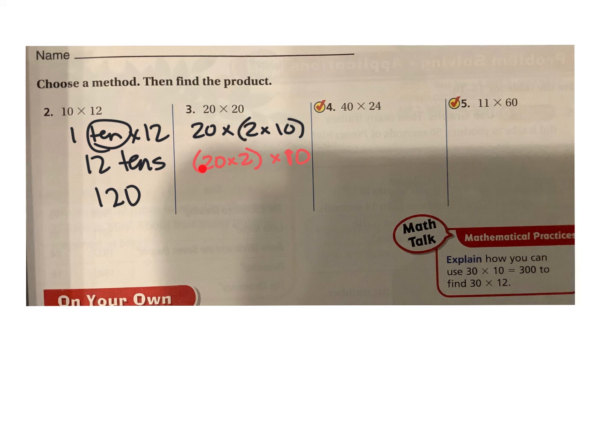20 times 2, that is 2 times 2 is 4 with a 0 on the end. That is 40. And 40 times 10, 4 times 1 is 4 with 2 zeros on it. That is 400. Did you get 400 no matter which method you used? Good job. Okay, let's look at number 4. Think of a path you're going to take to make that easy to calculate. Go ahead and do it. Pause the video and then play when you have your answer.